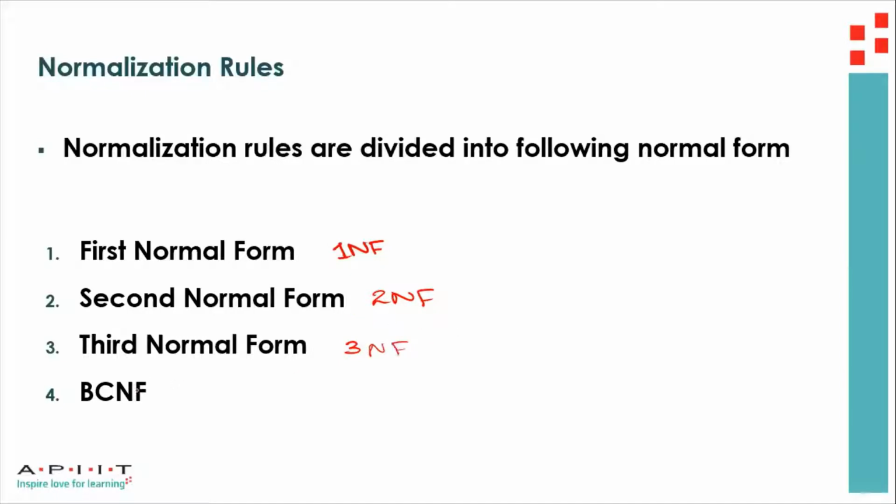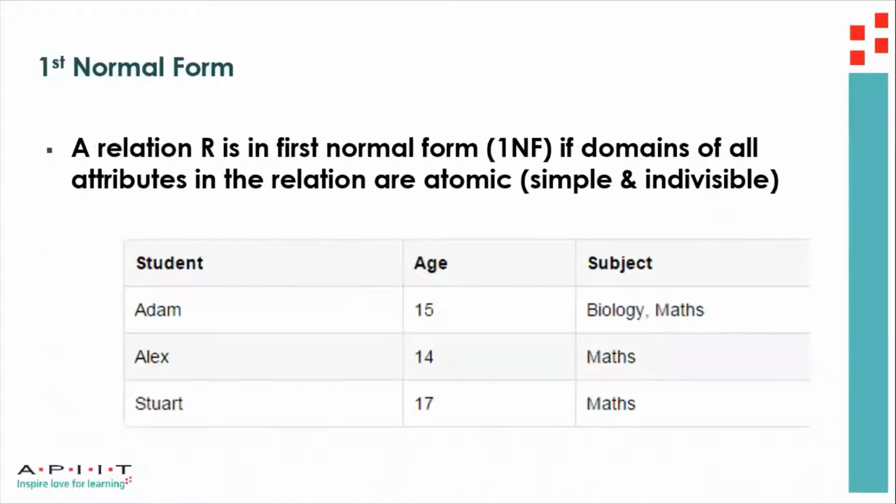And the BCNF, we can write it like this. The term BCNF stands for Boyce-Codd normal form. That's the idea, right? So now let's see one by one. Let's see what is this first normal form, the second normal form and the third normal form, and then at last, let's see what is this BCNF. So let's move with the first normal form.